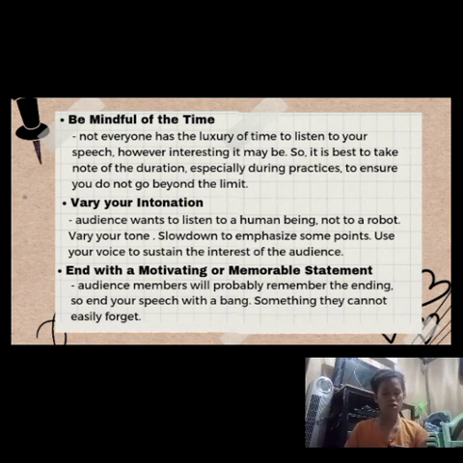End with a motivating or memorable statement. Audience members will probably remember the ending, so end your speech with a bang, something they cannot easily forget. To be truly memorable, you must end as strongly as you began. The conclusion of a speech must be short and precise.